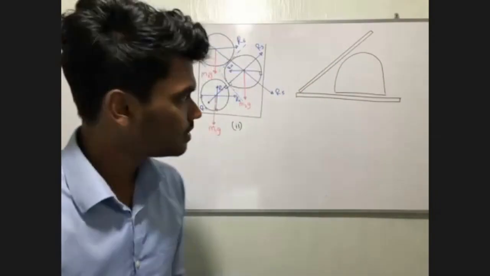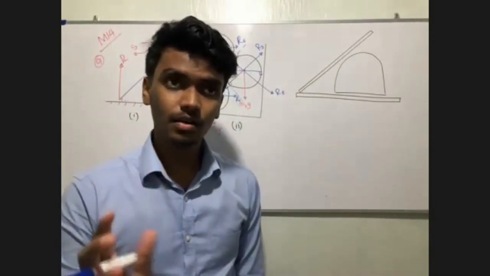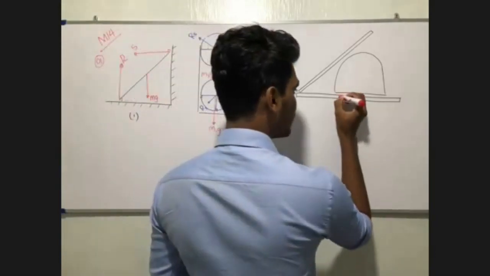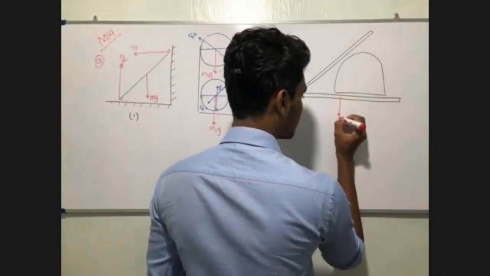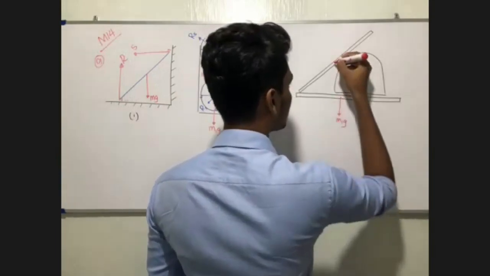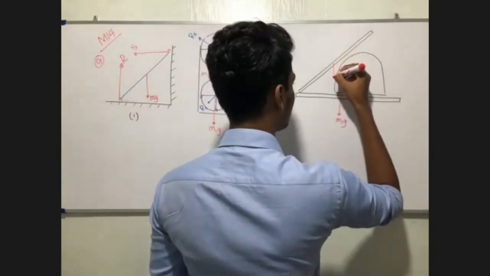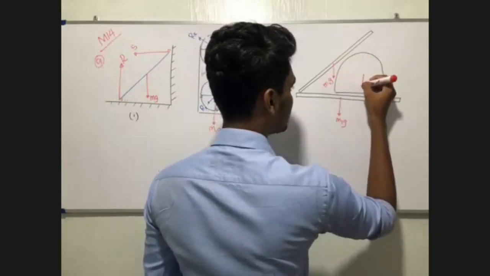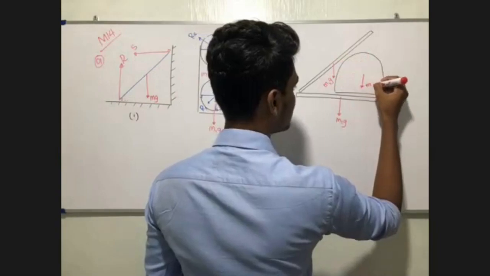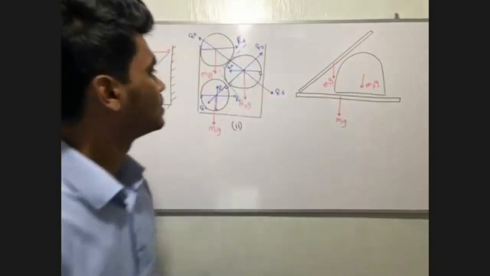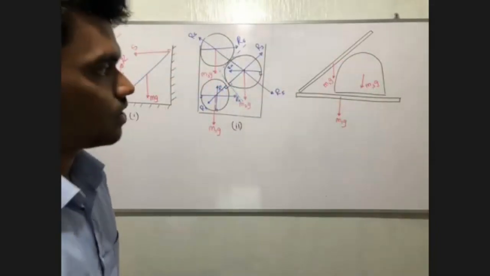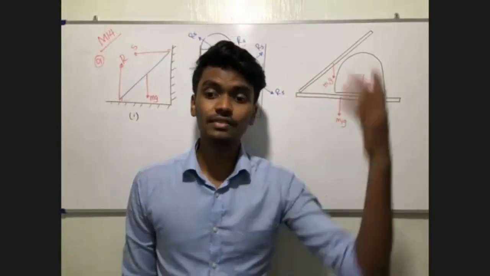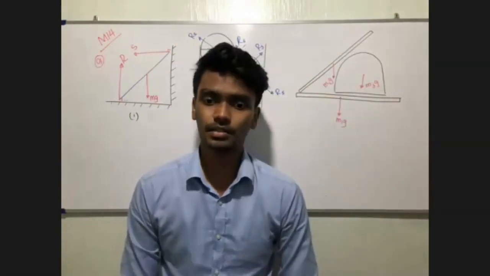So first of all, let us mark all the possible forces. Before that, we need to mark the weights. M1G, maybe here. M2G, maybe at the center. M3G, right? All the weights of 3 different objects are marked.